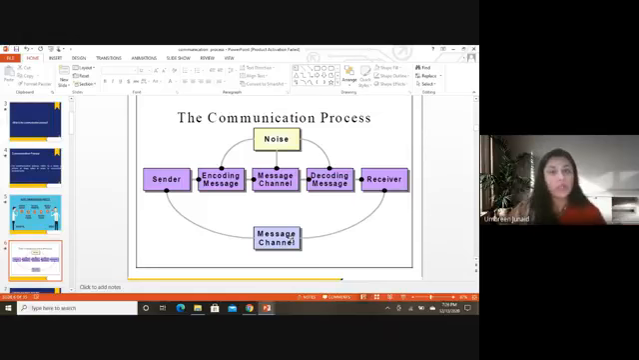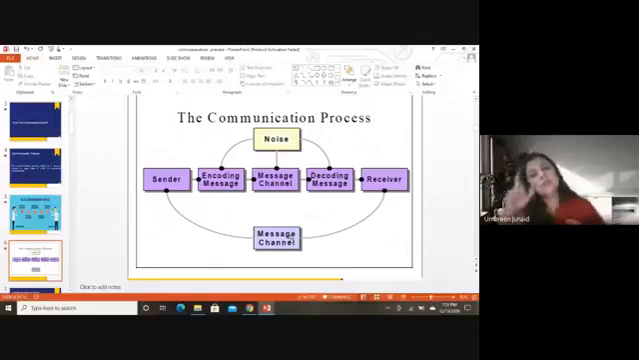But in between, the sender is encoding the message. The sender is selecting a message channel. The first two parts are with the sender, and the third part, decoding the message, is with the receiver. The message channel that has been selected is again a very important thing. The sender selects a message channel, how to send that message to the receiver, and then the receiver receives that message.